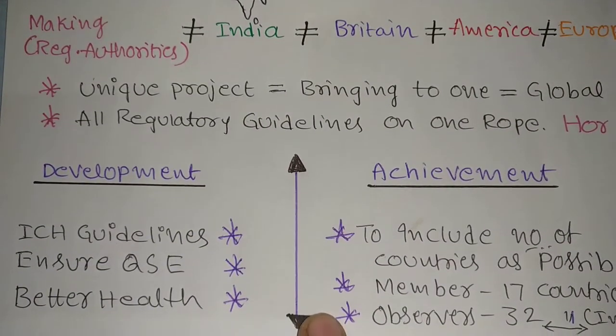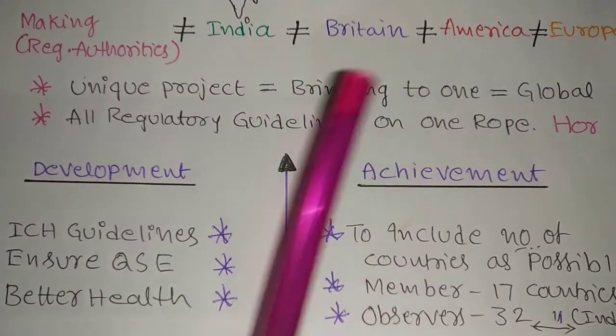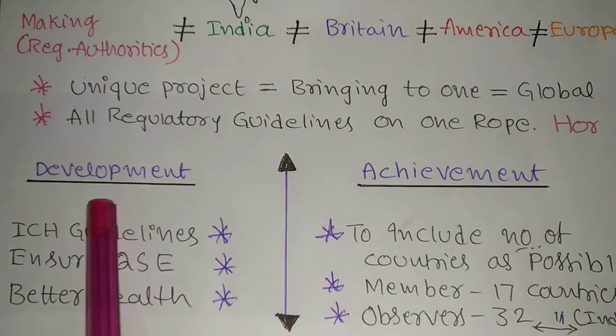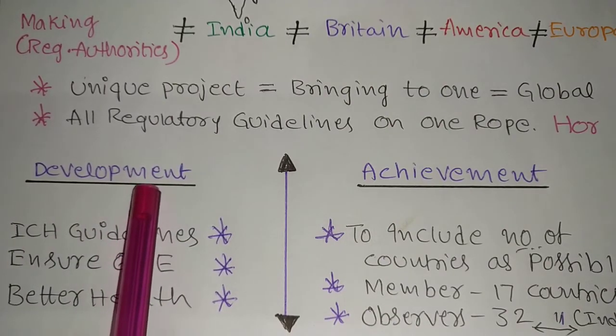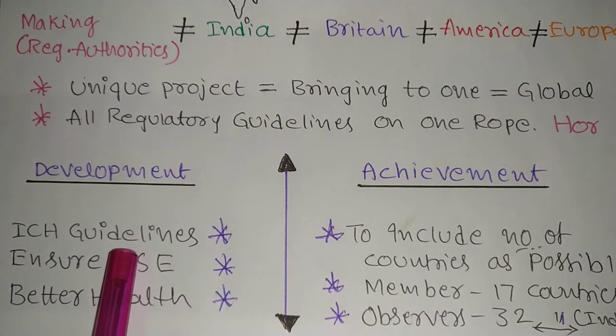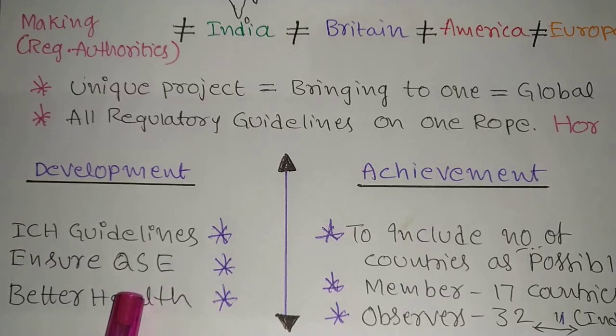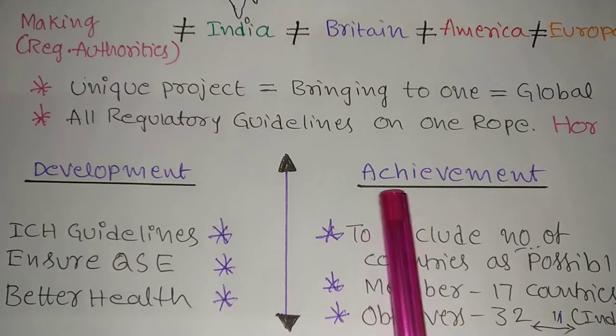And here you can see what ICH is doing now. See, the main function or main job of ICH is the development of various guidelines, ICH guidelines. These guidelines are for the entire world, not for a single country. They have to ensure quality, safety and efficacy. That is also a main job or vision of ICH, and they have to ensure better health also.